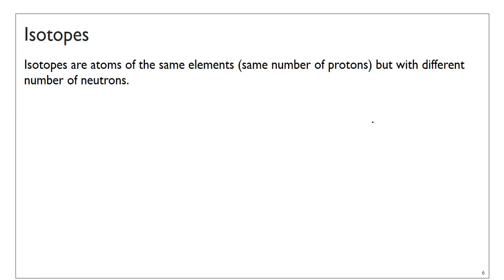Before we start, let's talk about what isotopes are. I think this was a concept that you should have learned at the start of the year, but it's worth recapping. So isotopes are atoms of the same element, so they have the same number of protons, same atomic number, sorry, but with different number of neutrons. So same number of protons, different number of neutrons. An element may have one or many isotopes.